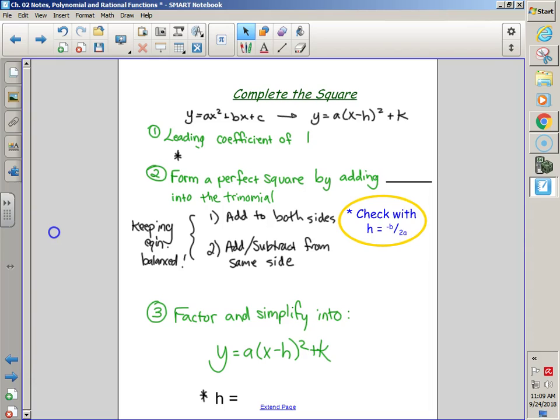But here's where some of that wording that I was using, getting a leading coefficient of 1, forming your perfect square. As you guys write that, I'm going to show a little bit of Algebra 1 review over here, but keep writing.